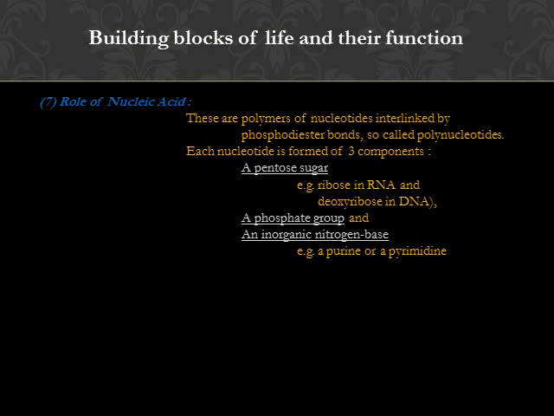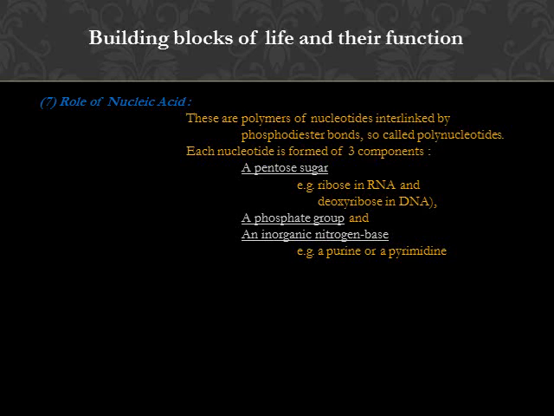Now, if I talk about the last molecule, which is found as a building block, it is nucleic acid. Nucleic acid is generally considered to be the molecule of inheritance, as we know. These are polymers of nucleotides which are interlinked by phosphodiester bonds, and that is why it is polynucleotide. Monomer is nucleotide and polymer is polynucleotide, and the bond which is found between them is phosphodiester bond.